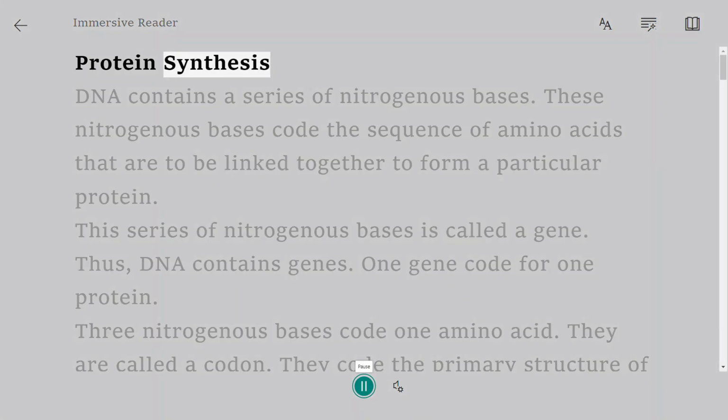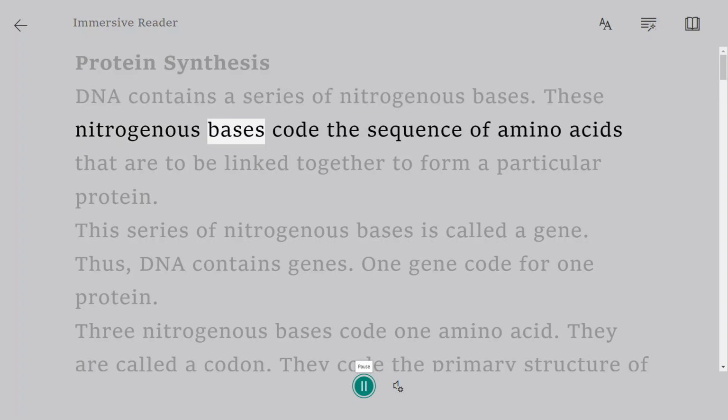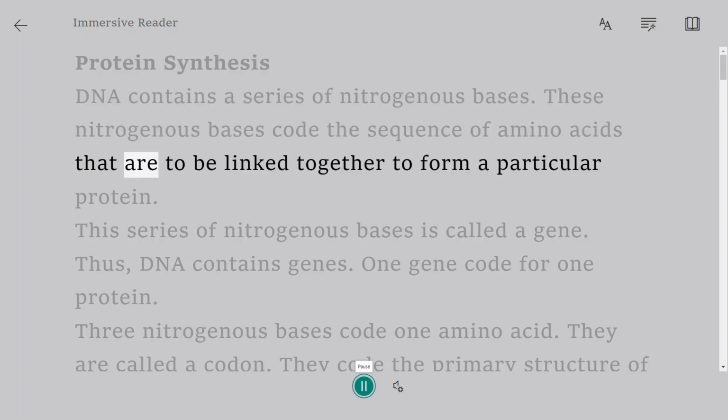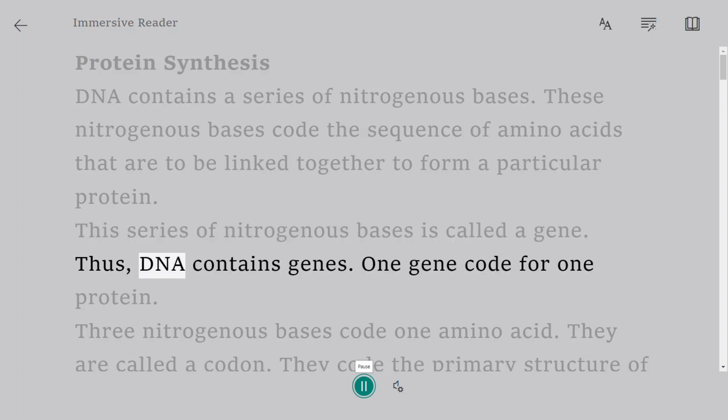Protein synthesis. DNA contains a series of nitrogenous bases. These nitrogenous bases code the sequence of amino acids that are to be linked together to form a particular protein. This series of nitrogenous bases is called a gene. Thus, DNA contains genes. One gene codes for one protein.